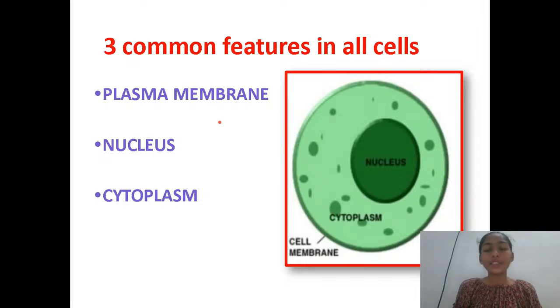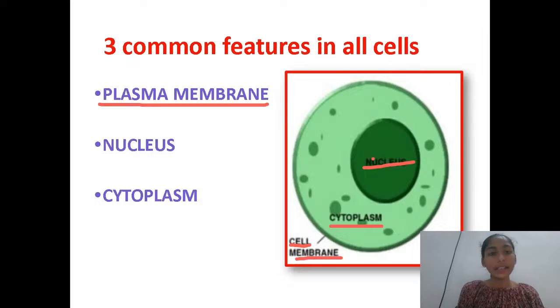Three common features in all cells. There are three common features that every cell has. For example, let me show you: nucleus, cytoplasm, and cell membrane or plasma membrane. Both are the same, okay? Don't get confused. Plasma membrane and cell membrane are the same. They have two different names, but their function and everything is the same. So every cell must have three common features. What are they? Nucleus, cytoplasm, and cell membrane.